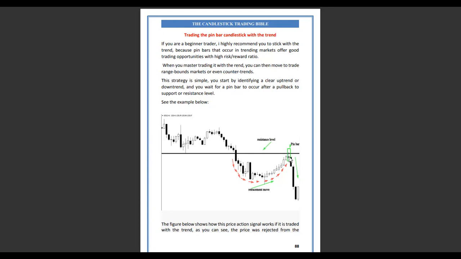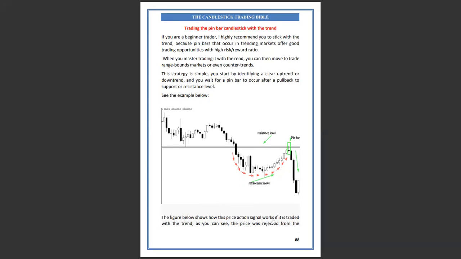So by retesting, it gives us a confirmation, one of the confirmations, because you can't just rely on one confirmation and say that's your trade. No, you have to rely on so many confirmations. A pin bar is one of the confirmations before it went down this way, if you know what I mean. This below shows how the price action signal works if it's traded with a trend.